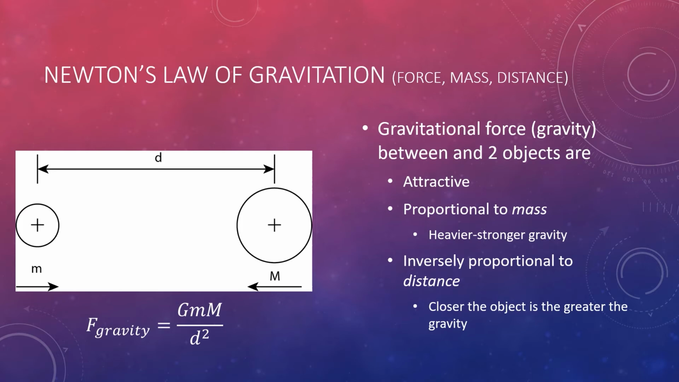Gravitational force, or gravity, between two objects is attractive and proportional to mass. So if they're heavier, you have stronger gravity, and it is inversely proportional to distance. The closer the objects are, the greater the gravity. Remember, the force of gravity is equal to g, little m times big M, over distance squared.